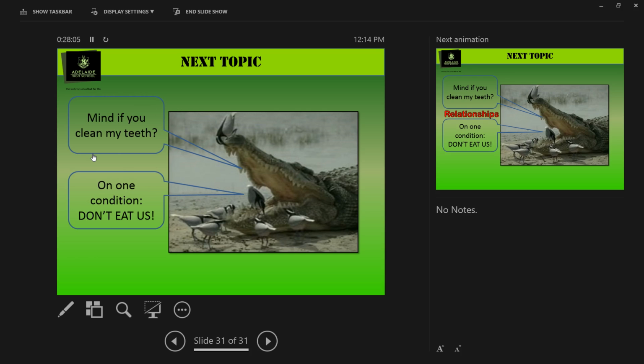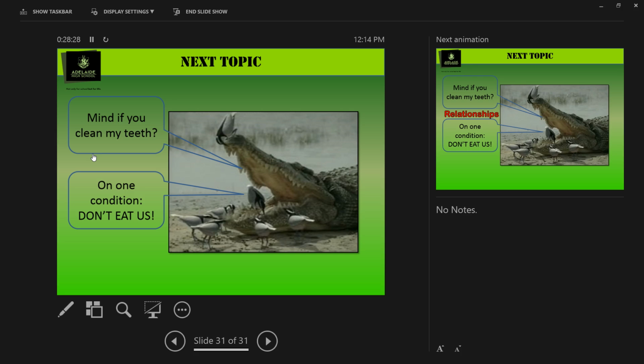This is actually an interaction between a crocodile, the Nile crocodile, and a plover bird. This is a symbiotic relationship. The crocodile is opening its mouth because one thing I found about these crocodiles is that they grow their teeth annually. If one tooth is bad, it can grow another.